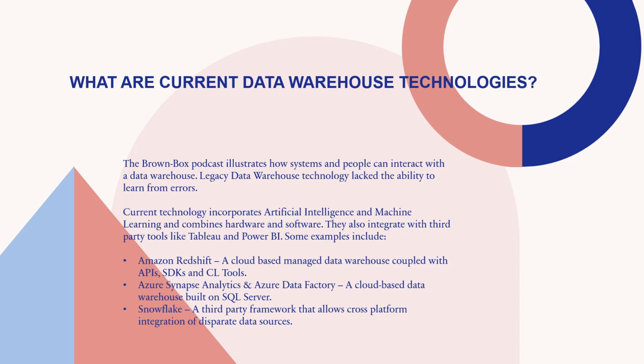Some examples include Redshift, which is Amazon's current data warehouse technology. Redshift combines cloud-based managed data warehouse services and provides APIs, SDKs, and CLI tools to allow users to leverage the power of Amazon's data warehouse. Redshift also fully integrates with third-party data analysis tools such as Tableau and Power BI.